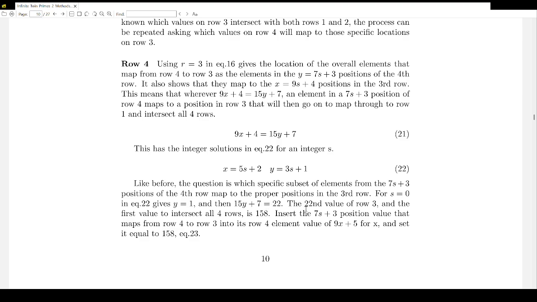So the 22nd value of row 3, and the first value to intersect all 4 rows, is 158. So now, the way that we inserted the position into the line like we did before, insert the 7s plus 3 position value that maps from row 4 to row 3 into its row 4 element value of 9x plus 5 for x. That's the actual value for that line itself. And you set it equal to 158. You do that to backtrack and get the element, the position that you're looking for.